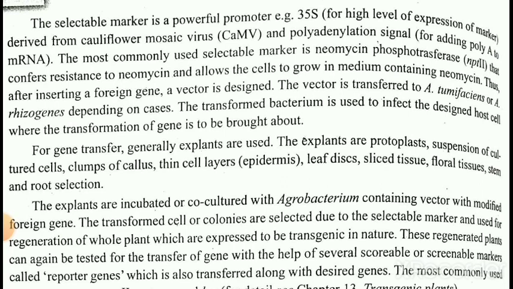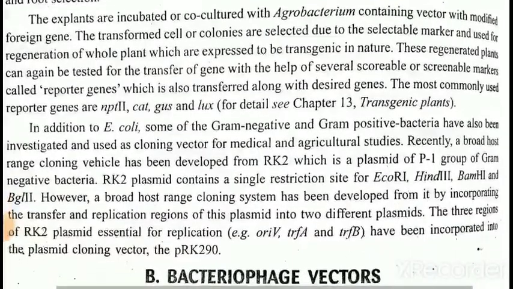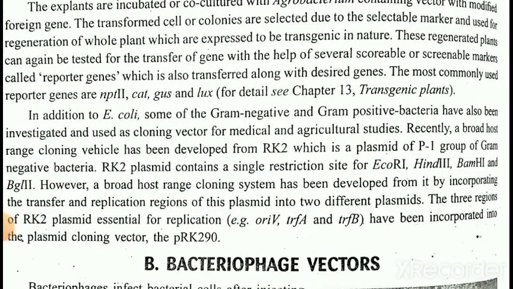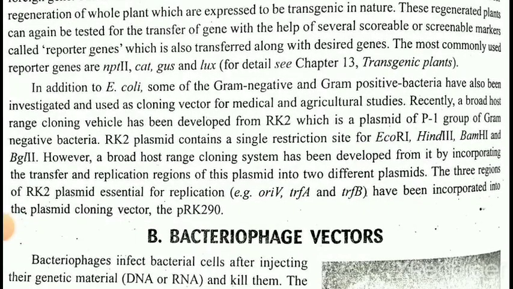These regenerated plants can again be tested for the transfer of gene with the help of several scorable or screenable markers called reporter genes, which are also transferred along with desired genes. The most commonly used reporter genes are NPT II, CAT, GUS and LUX. For details see Chapter 13, Transgenic Plants.